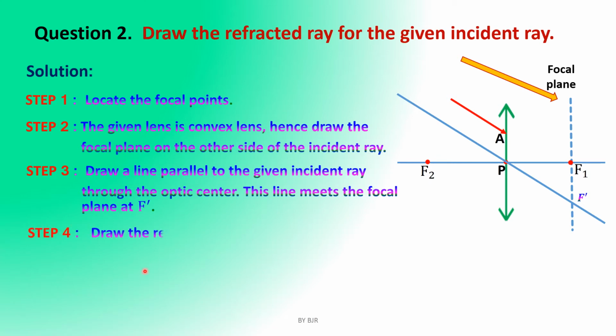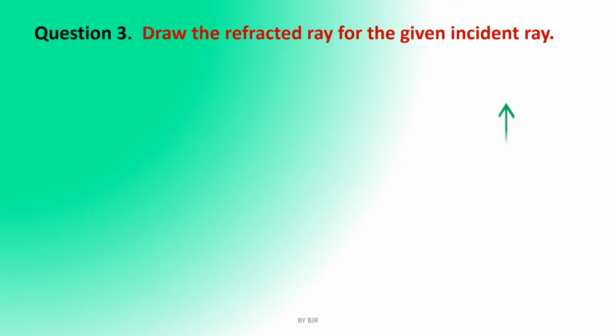Step 4. Draw the refracted ray from A through F dash like this. So this is the refracted ray. That's all. Now let us follow the same procedure for the rest of the problems.